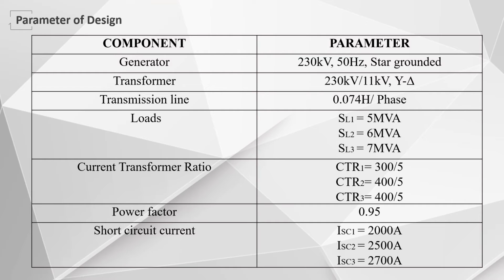The last parameter that has been set is the short circuit current, which is 2000 ampere in bus 1, 2500 ampere in bus 2, and 2700 ampere in bus 3.